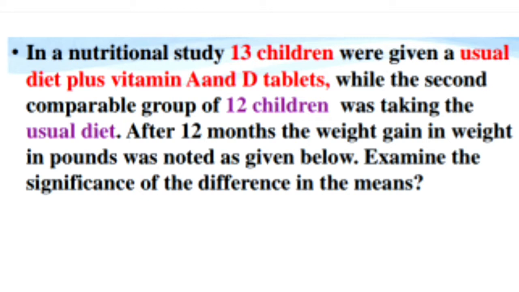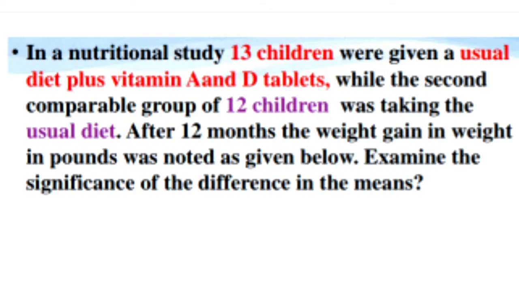Here we will solve one example. In a nutritional study 13 children were given a usual diet plus vitamin A and D tablets, while the second comparable group of 12 children was taking the usual diet. After 12 months, the gain in weight in pounds was noted as given below. Examine the significance of the difference in the means.